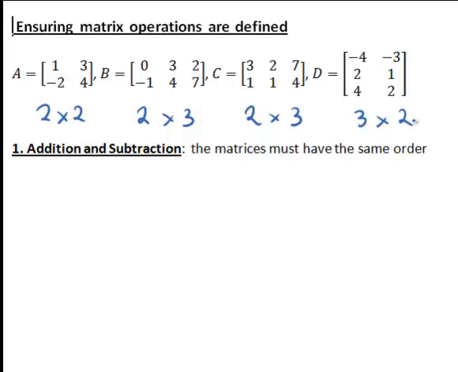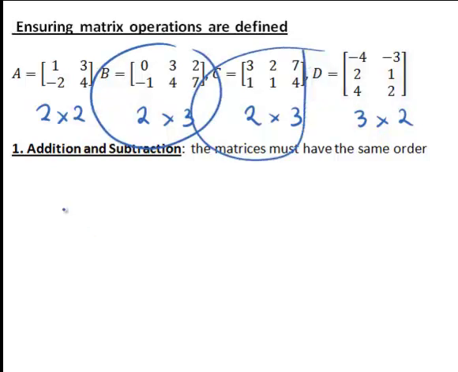So you can see that the only two matrices above that we could add or subtract would be matrix B and matrix C, since they are of the same order. So in other words, B plus C, B minus C, C plus B, or C minus B, all of those would be defined. And B plus C equals C plus B. That is, addition is commutative, whereas clearly B minus C would not be equal to C minus B.